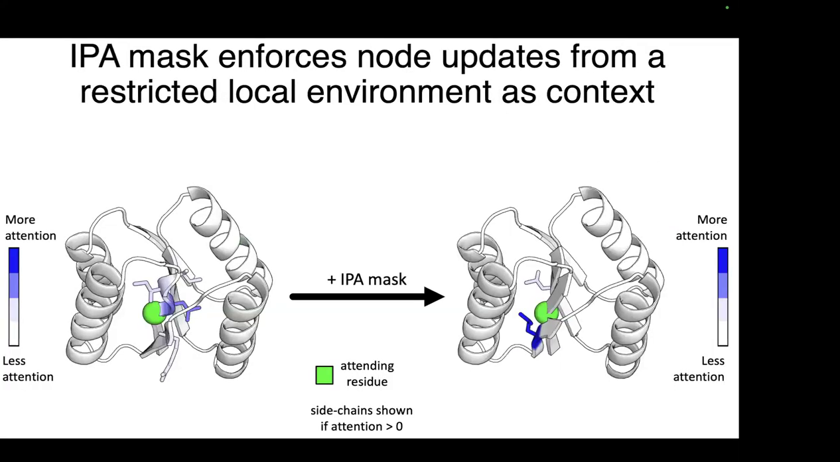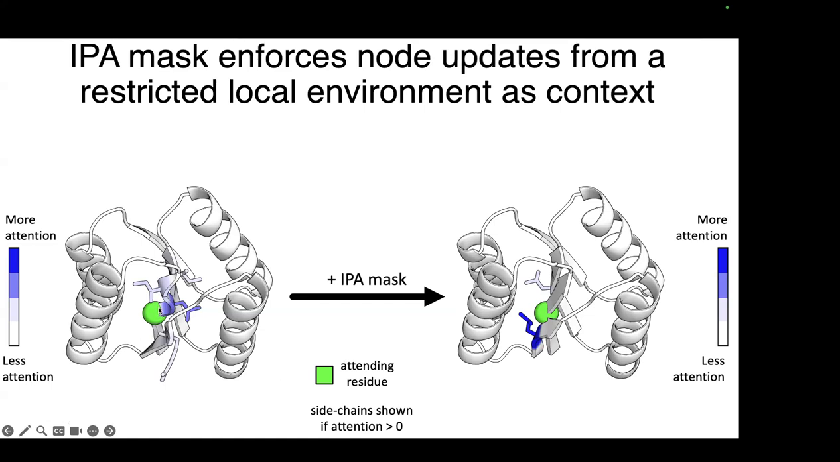And yeah, so in terms of what it looks like for a structure, for attention, basically the bluer it is, that residue is paid more attention. And then in terms of the side chains, they're only shown if that residue has attention greater than 0, and then this bright green color is for the attending residue itself. So this is one example of what the IPA regularization results in.